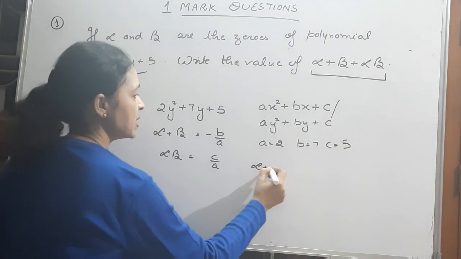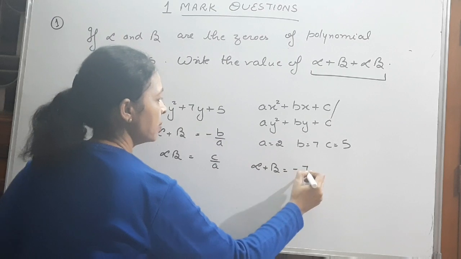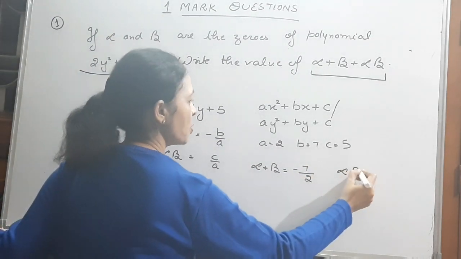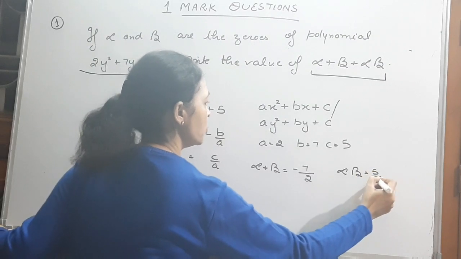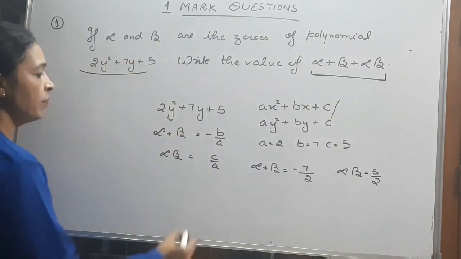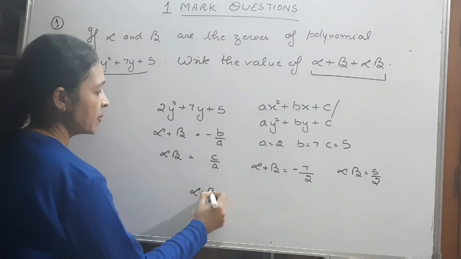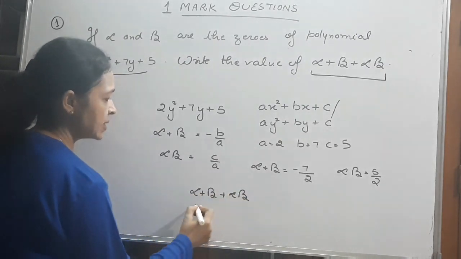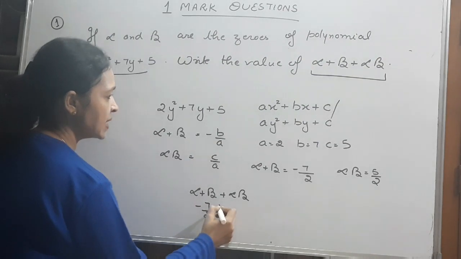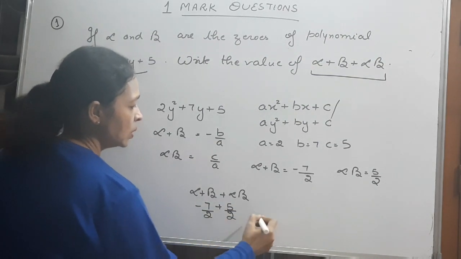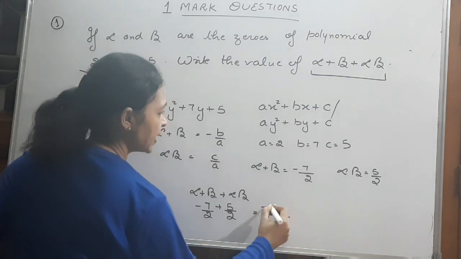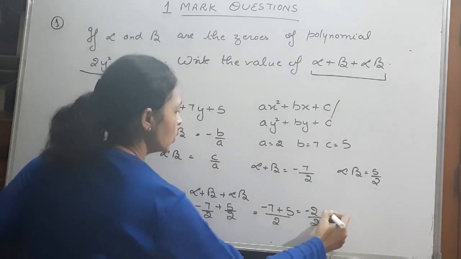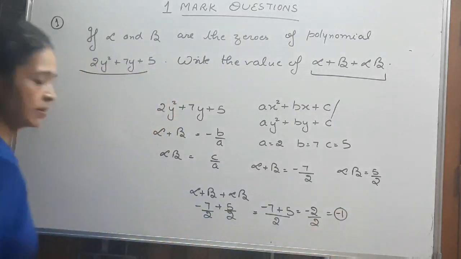What is alpha plus beta? Minus b upon a, minus 7 by 2. And what is alpha beta? c upon a, that is 5 by 2. What we have to find? We have to find the value of alpha plus beta plus alpha beta, that is minus 7 by 2 plus 5 by 2. 2 is LCM. Minus 7 plus 5, that is minus 2 by 2. Minus 1 is our answer.